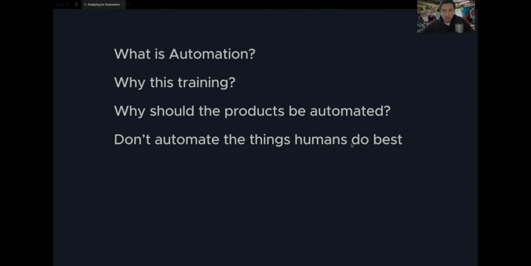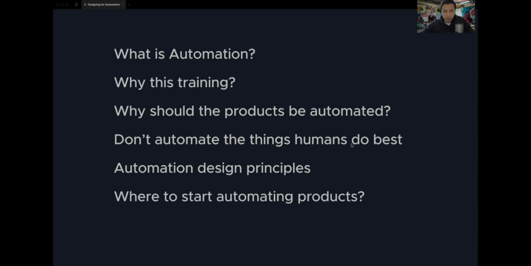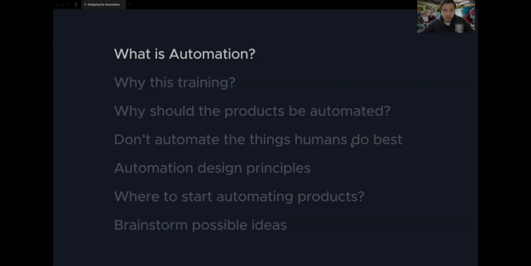So it's best to work with humans in those areas, and we will also learn automation design principles, and where to start automating products. The last one is not required, it's optional. If you have time for 15-20 minutes, we can brainstorm possible ideas in our products, where we can automate or where we can start researching on automating. So let's get started with the first one.